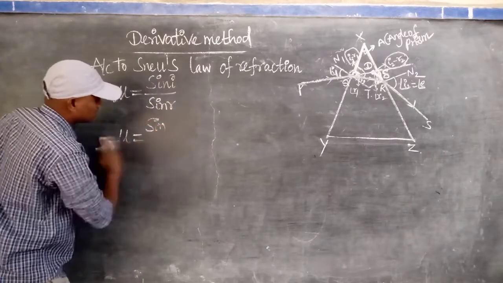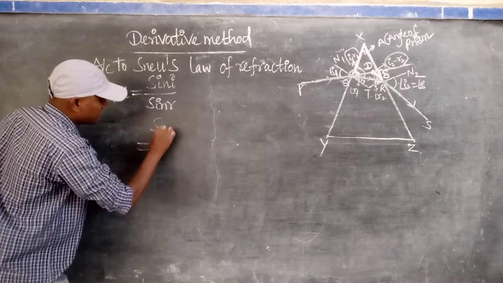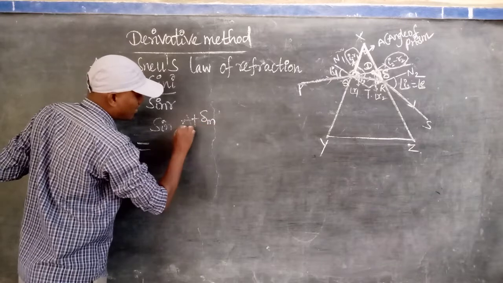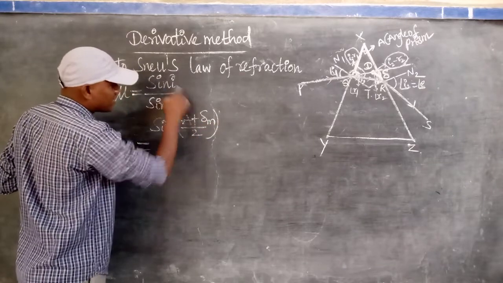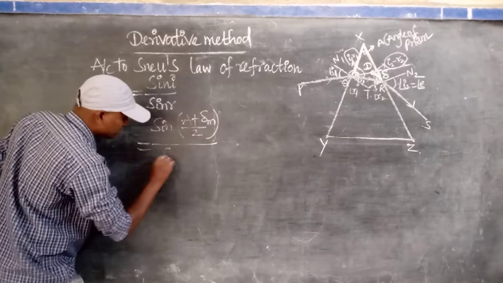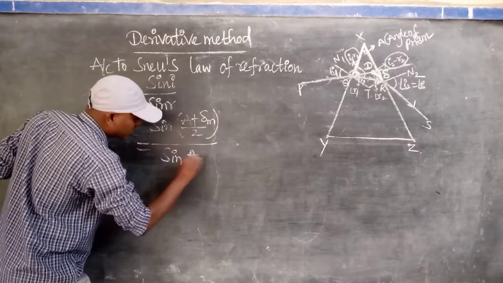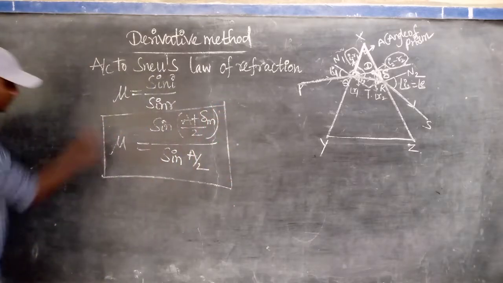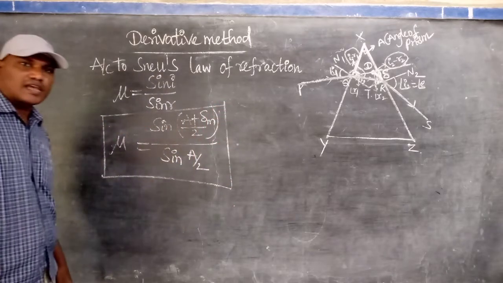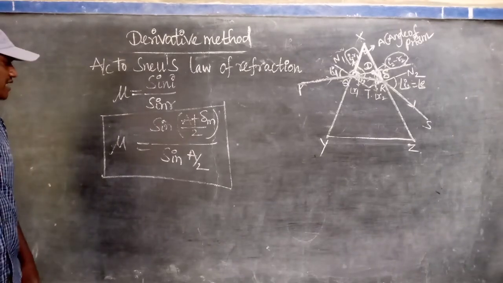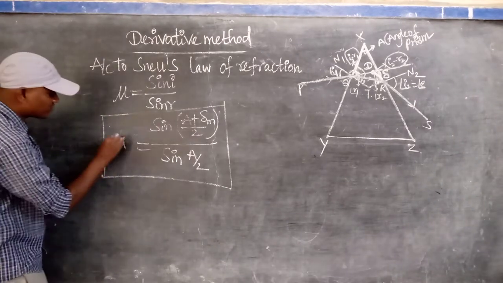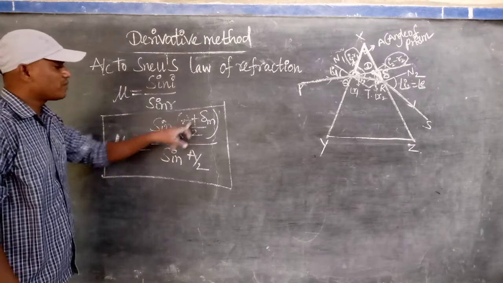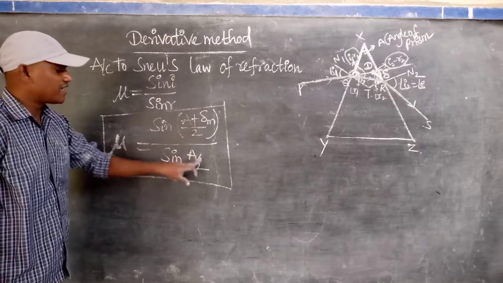Mu is equal to sin of (A plus small delta M upon 2), because of the I value, upon sin R, which is nothing but A by 2. That's why in our previous video I said that to find the refractive index of the prism, the formula we use is mu equals sin of (A plus delta M) upon 2, upon sin A by 2.